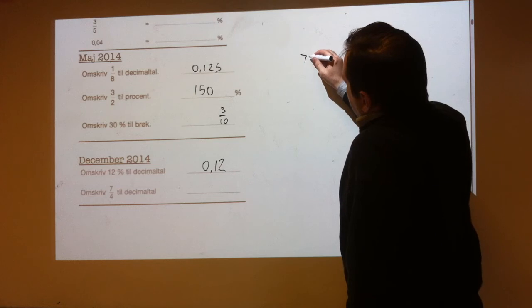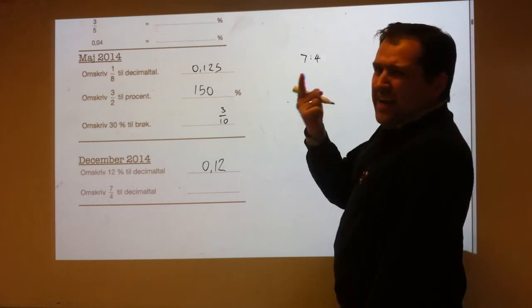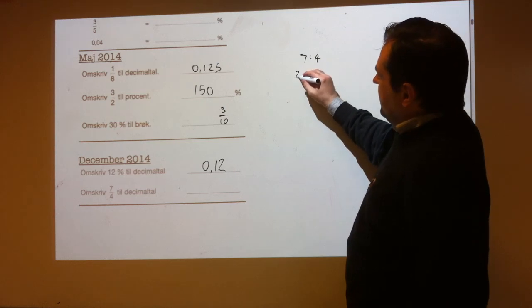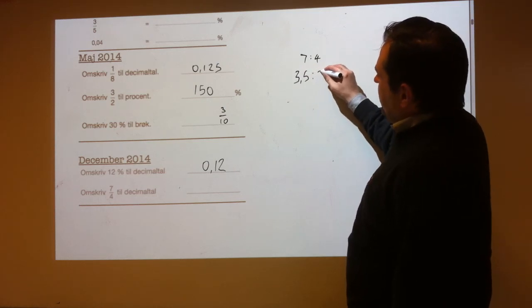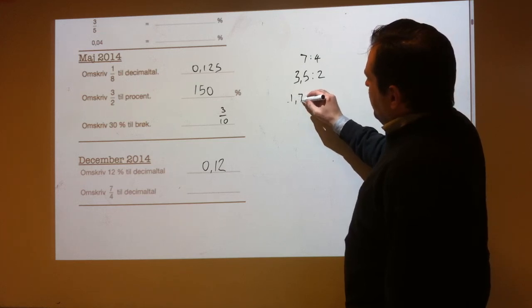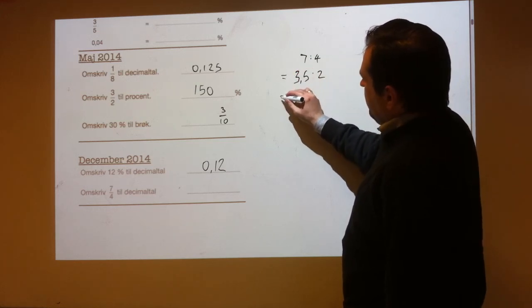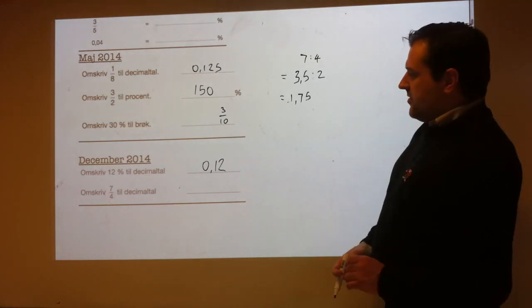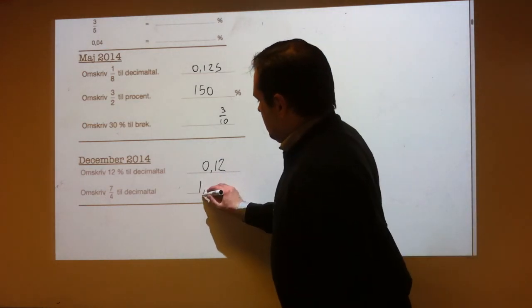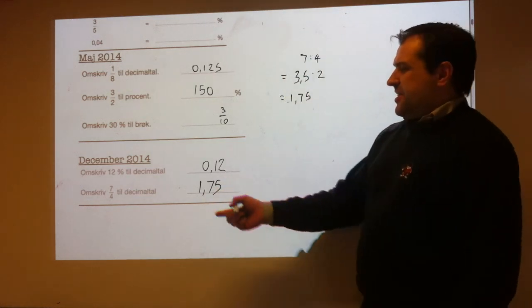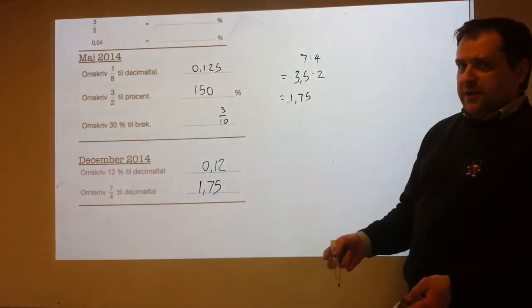And then 7/4 as a decimal. 7/4. 7 divided by 4. In my head, when I divide by 4, I divide by 2 and 2 again. So I say that's the same as 3.5 divided by 2, which is the same as 1.75. So 7/4 is 1.75. And that's the answer, isn't it? So 7/4 just means 7 divided by 4.